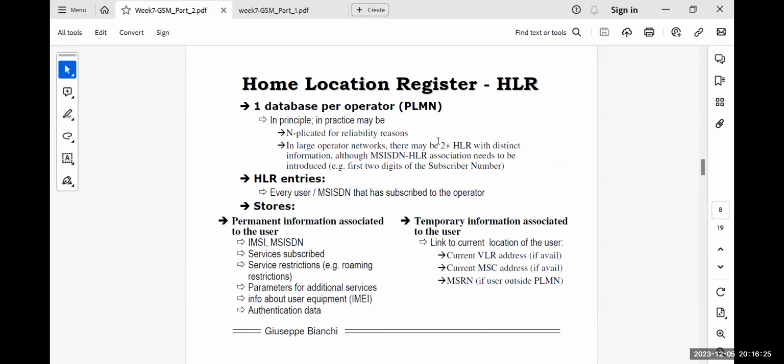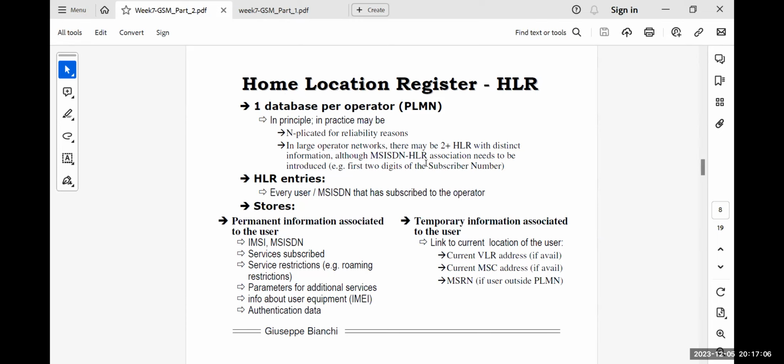A very important thing is the home location register. Again, that is one database per operator, right? So again, as I said, for example, if I'm using a Jazz Warid network, that Jazz Warid network has a home location register, and that is one database. So in practice, it is replicated for reliability reasons. So usually when we say HLR, obviously copies of that are also kept by the operator, right? So although that is one register, the copies of that are also available. In a large operator network, there may be two or more HLRs with distinct information.